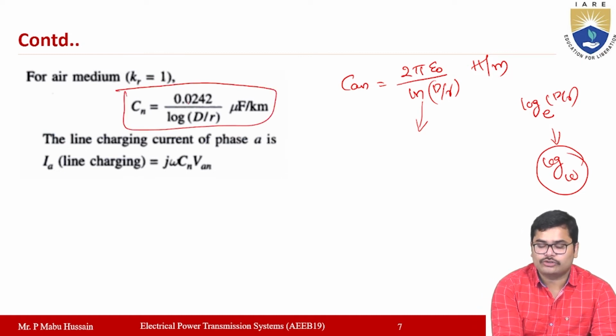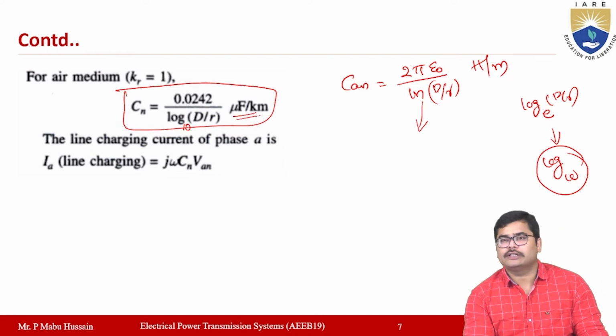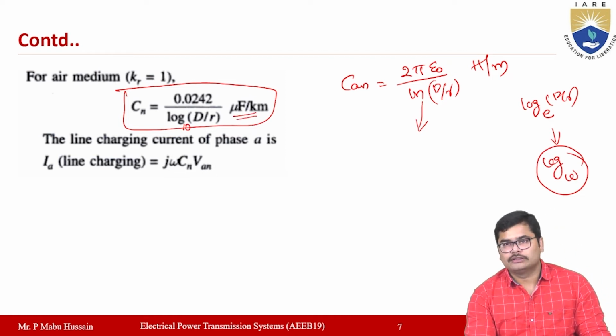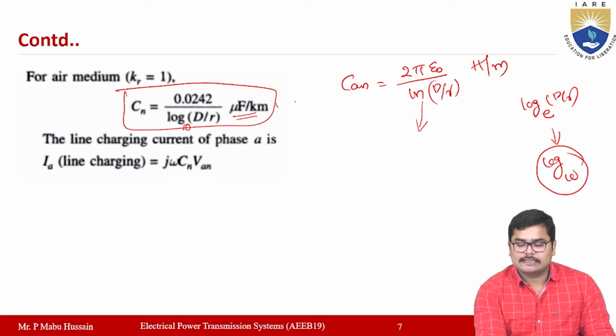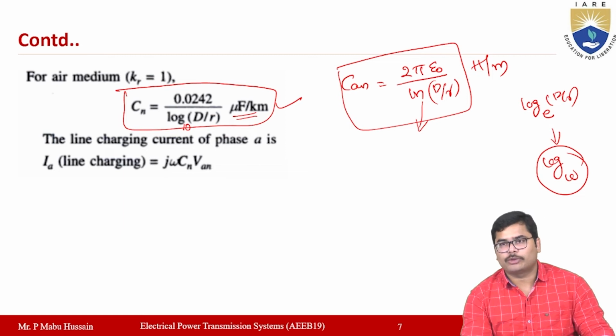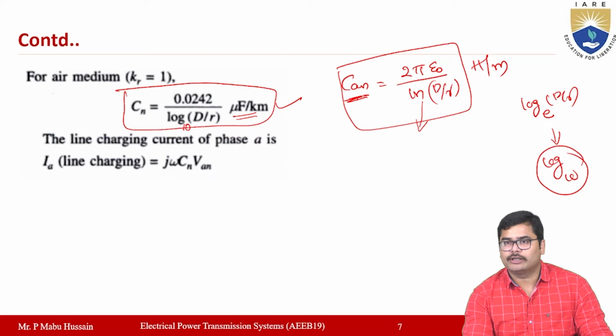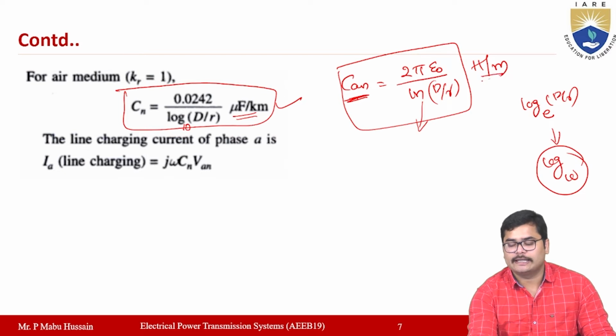Cn is equal to 0.0242 by log D by R to the base 10, and the units are microfarads per kilometer. You can remember either this equation or the other for solving problems. I feel this equation is good for remembering: CAN is equal to 2 pi epsilon naught by ln D by R, in farads per meter.